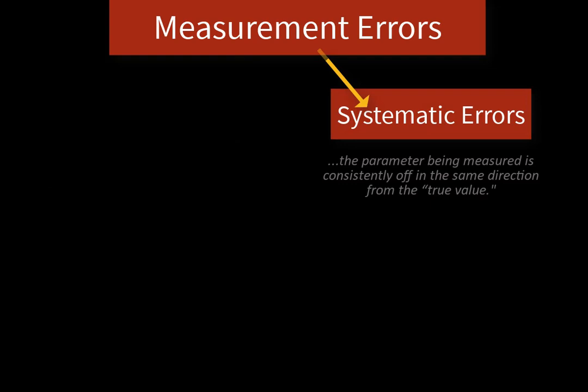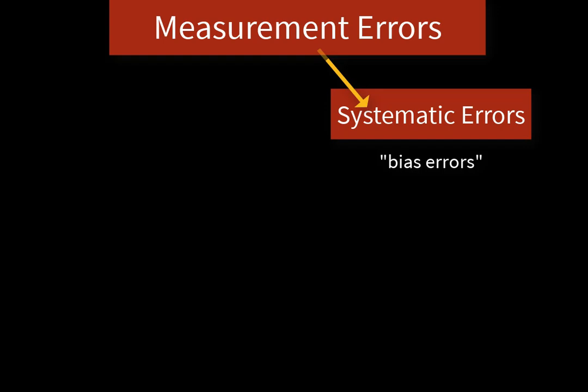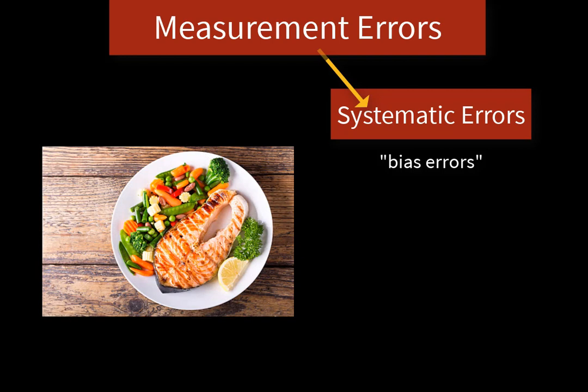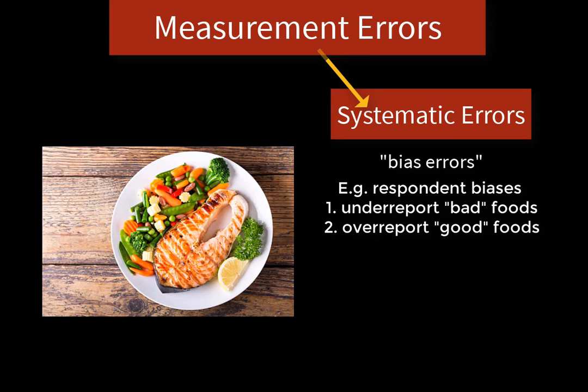Systematic errors are when a parameter being measured is consistently off in the same direction from the true value. These types of errors are also called bias errors. For example, if you ask someone to self-report a typical evening meal, the individual is likely to under-report steak and french fries, but over-report fish and vegetables. Researchers found that individuals consistently self-report fewer bad foods and more good foods than their actual data supports.